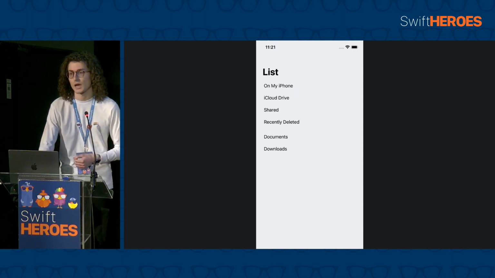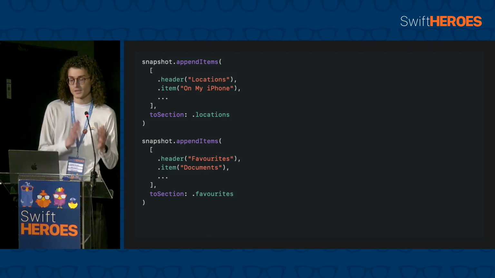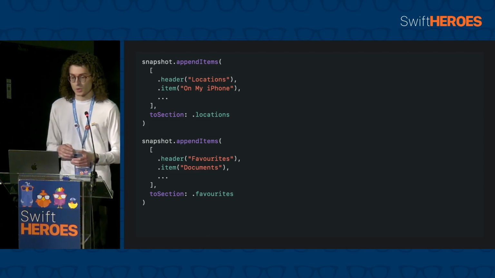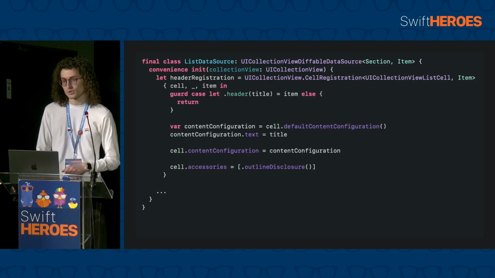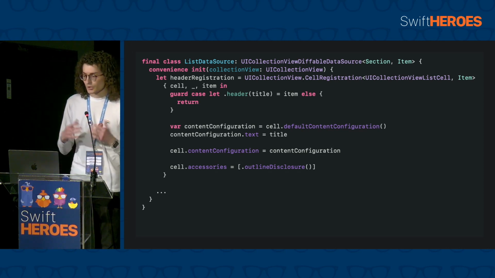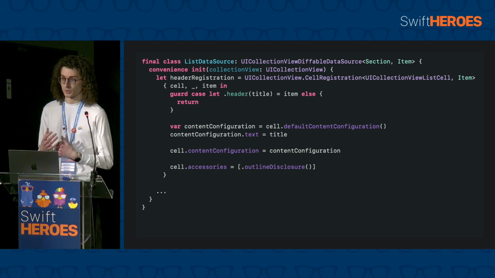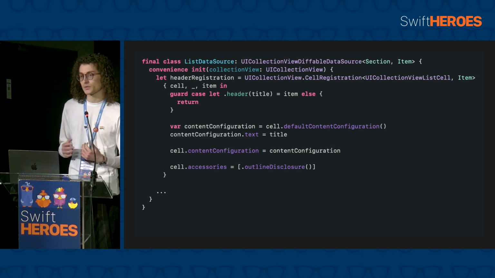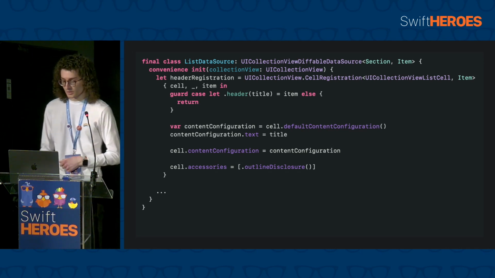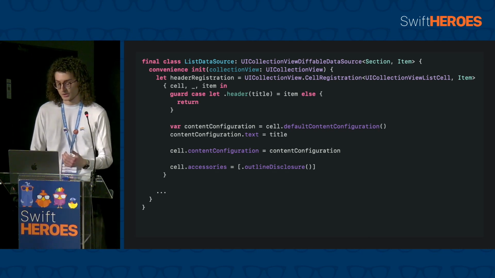But now we also want to add headers to our sections. So we will modify the applyInitialSnapshot method to add header items to the sections. Then we will create a new cell registration instance to configure our header cell. And again, we're using a UICollectionViewListCell, but now we're also adding some accessories to our cell. And we will add the outline disclosure accessory, which will allow us to display a chevron next to the title label, but also enable the expanding and collapsing behavior on our sections.